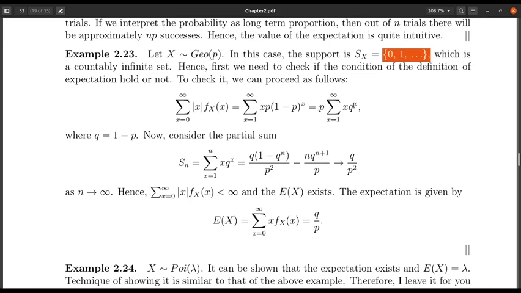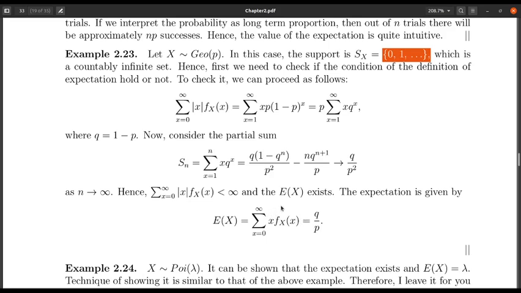Now it is very easy to check that this sum converges, because the partial sums of this series converge to pq by p squared. So this sum converges, and fortunately in this case the expectation is nothing but this summation, which is p times q by p squared, that is, q by p. Okay, so in this case the expectation is (1 minus p) by p.